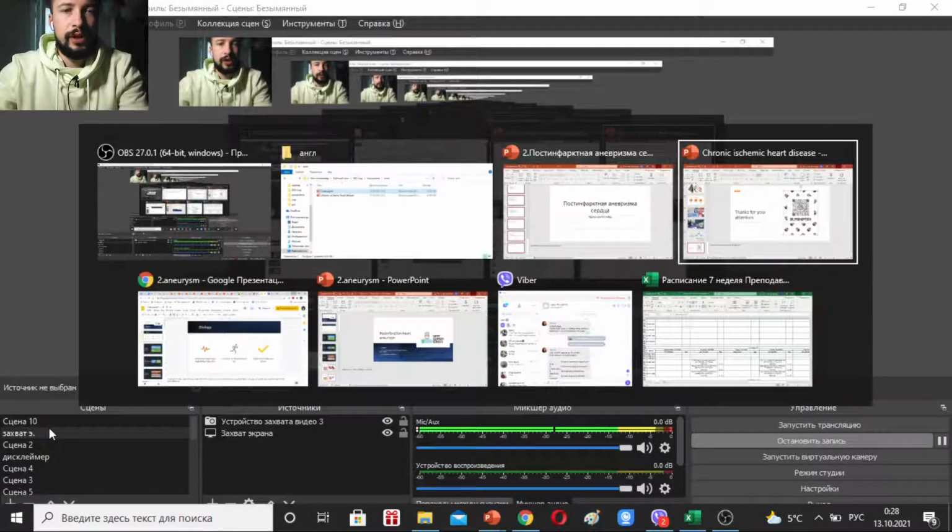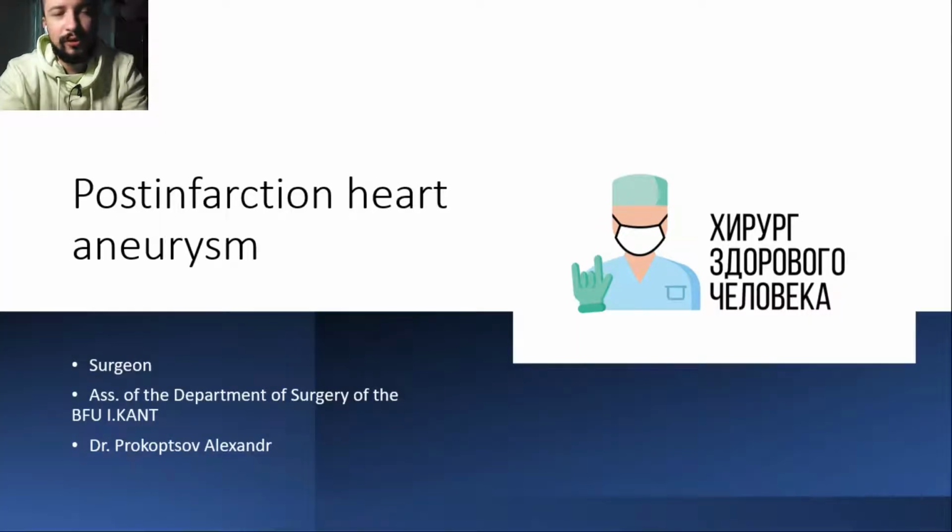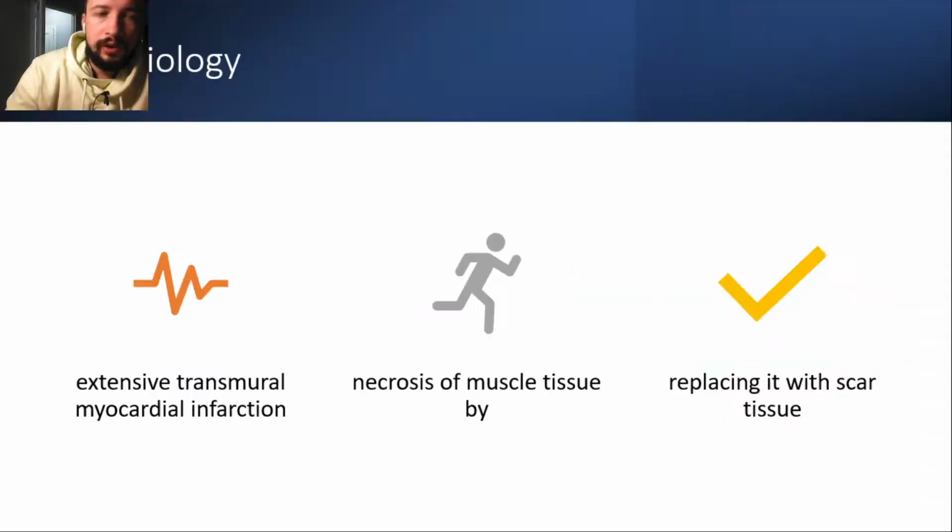Hello guys, today our topic is post-infarction heart aneurysm, and please don't forget that this is an aneurysm in the heart, and it happens after infarction of the myocardium. Okay, let's talk about aneurysm. In most cases it develops after extensive transmural myocardial infarction accompanied by necrosis of muscle tissue and its replacement with scar tissue.